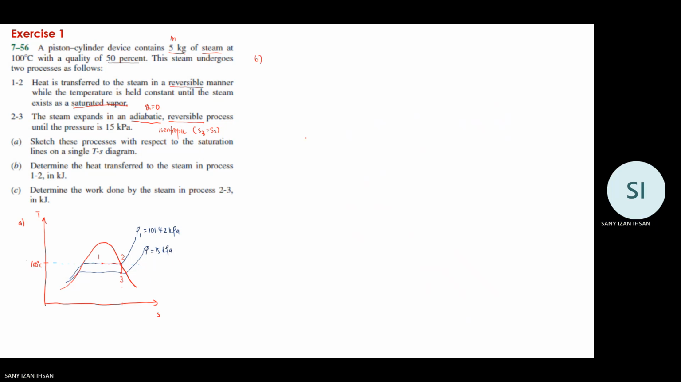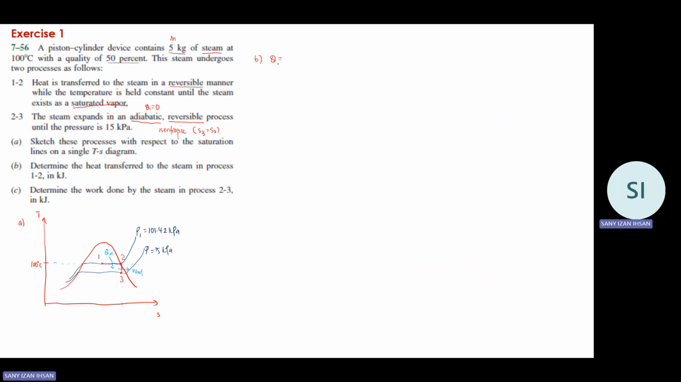For B, heat transfer to the steam in process 1 to 2. We know that from 1 to 2, this is where heat is transferring in. Let me just describe, this is Q in. 2 to 3, there is no heat transfer in or out, but expanding, we would expect to have a work out from the system. This 2 to 3 will give you the work out. And part C is the work done by the steam, or work out in that case.